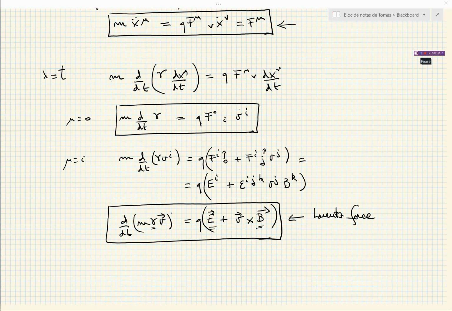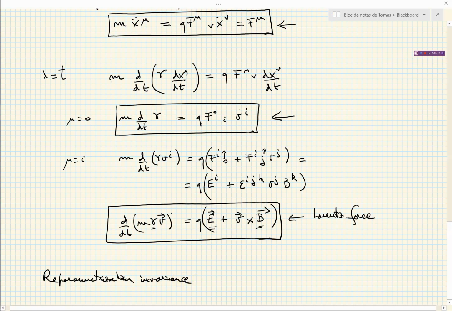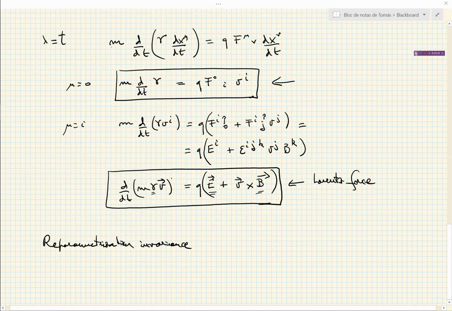Now you might think that I have forgotten about this equation, because it looks a bit strange and I don't know what it is, but remember that reparameterization invariance, being a local symmetry, leads to a constraint. This constraint we found before and has this form.